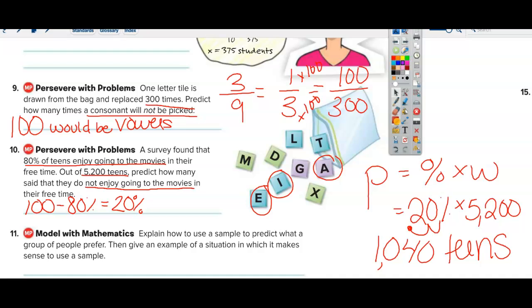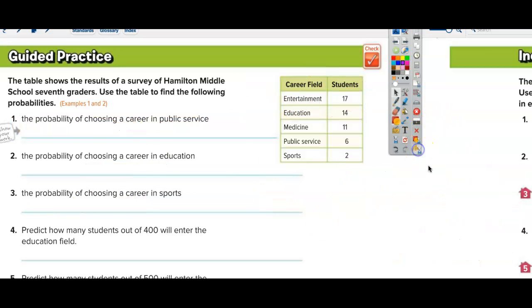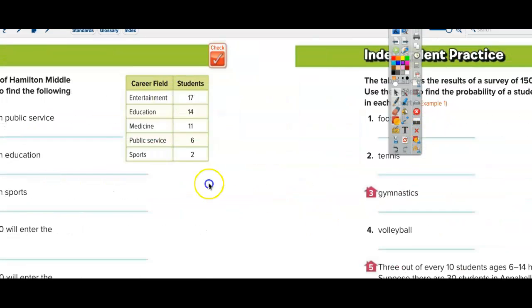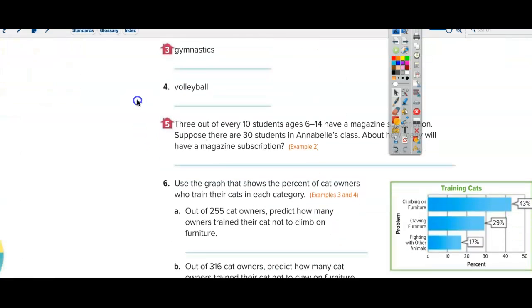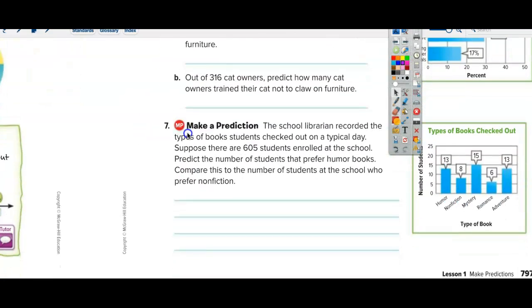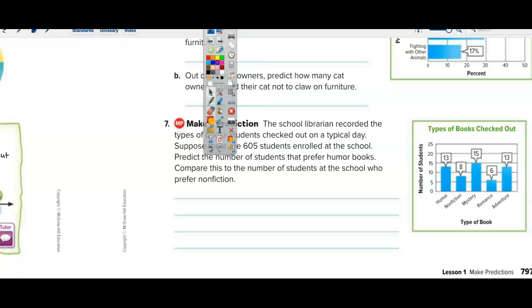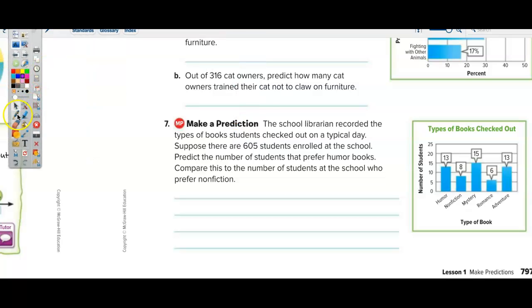Okay, go back a page, actually. On number 7, I'm going to help you out on this because we haven't used a bar graph. We used a pie graph, though. It says the school librarian recorded types of books students checked out on a typical day. Suppose there are 605 students enrolled at the school. Predict the number of students that prefer humor books. Then compare this number to the number of students who could prefer nonfiction.